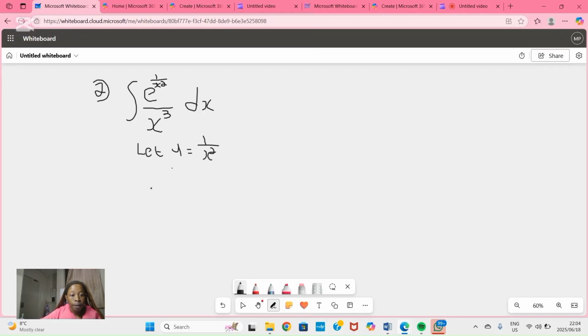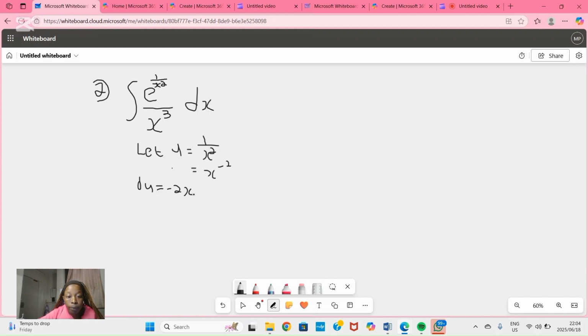X squared. So then from there we can calculate du. du is equal to... before calculating du, we have to change this into a negative exponent so that we can differentiate simple. We're going to have x exponent negative 2. So differentiating x exponent negative 2, we're going to bring negative 2 down. Then we have x.